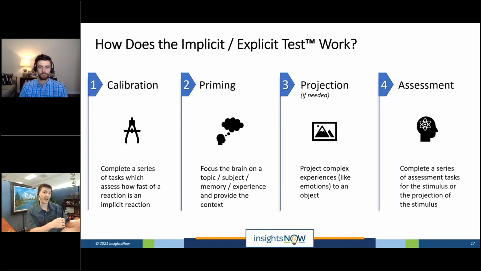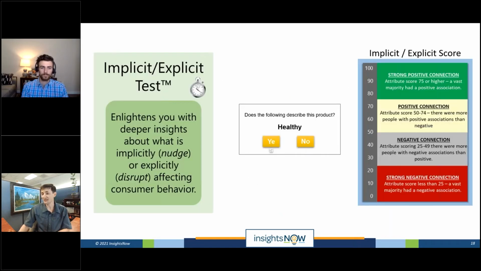So when you're doing past experience work, trying to do recall around stories and things like that, that's not happening in a concept test, so we're not using step 3 here, but we are then moving into step 4, which is the clear series of assessment tasks. And the way the assessment tasks work is you simply have a question like, does the following describe this product?